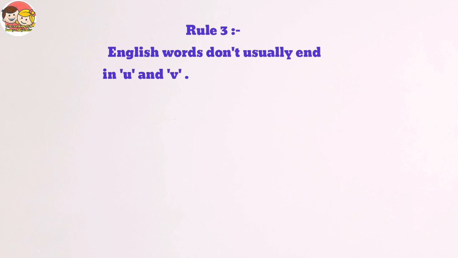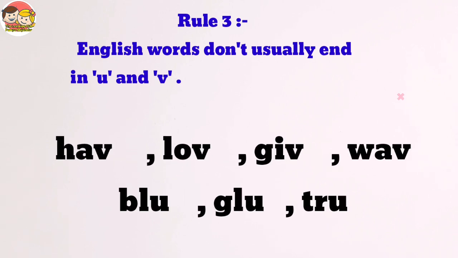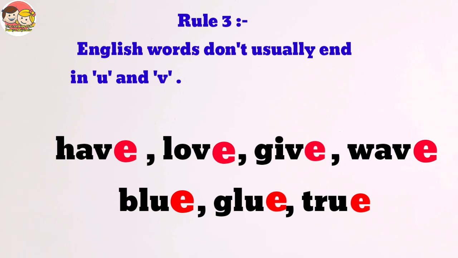Rule number 3. English words do not usually end in U and V. The rule of English spelling narrates that words cannot end with U or V. We use a silent final E when a word ends in U and V. For example, have, love, give, wave, blue, glue, true, etc. So the silent E or magic E keeps the letter U and V from being the last letter of any word, and the final E doesn't make any sound.